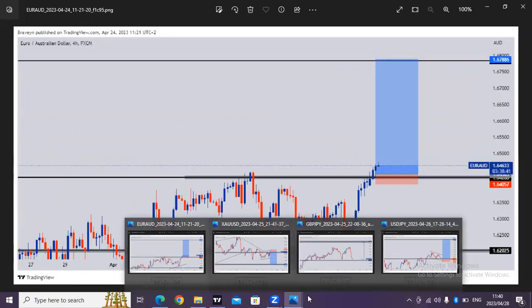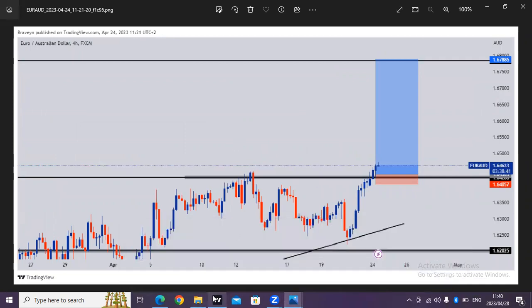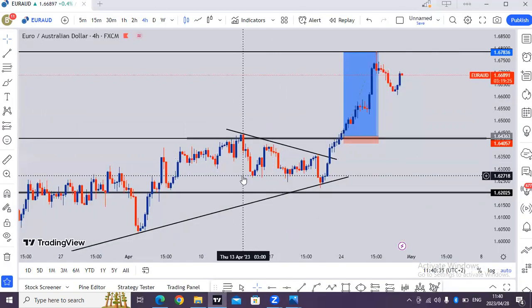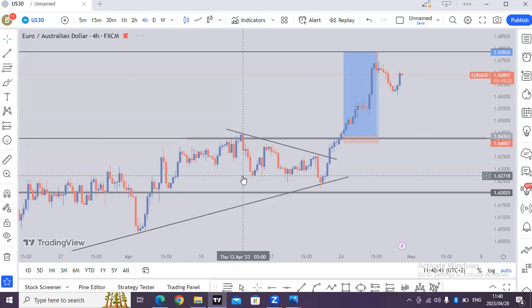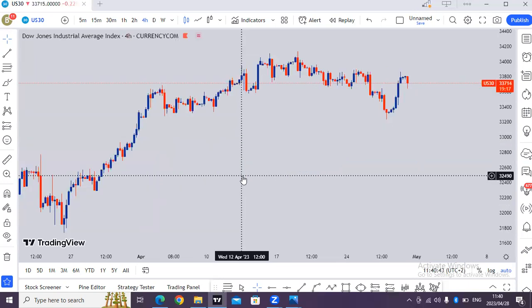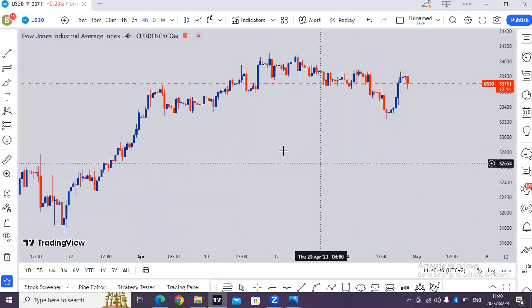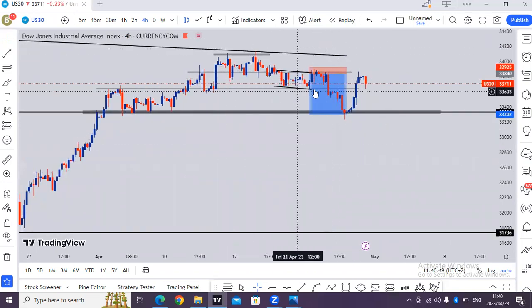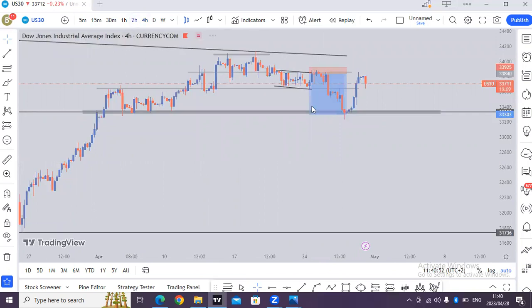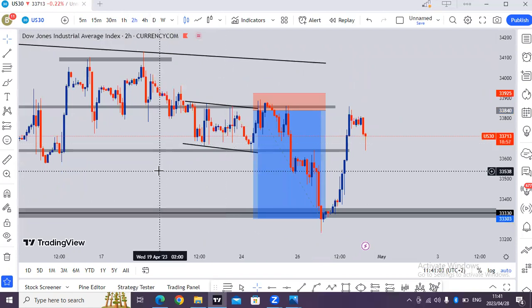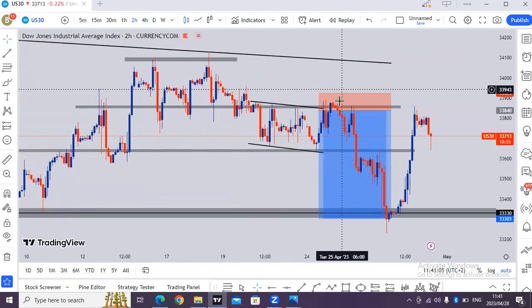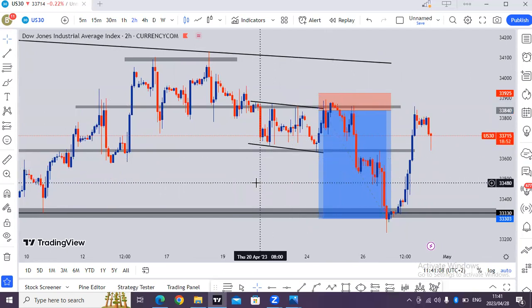I also trade USDT, guys. Let me show you USDT. Unfortunately, on USDT, I didn't take a screenshot before taking the trade, you understand? So I'm going to show you what happened on USDT. There is no way of proving it to you because I didn't take the screenshot after placing the trade. This is what happened, 6%.